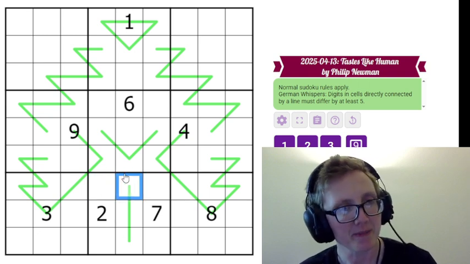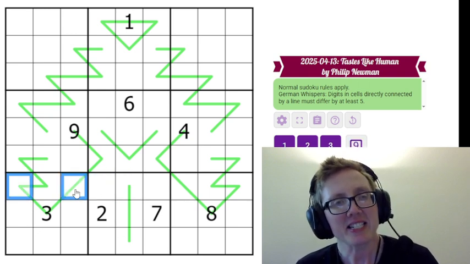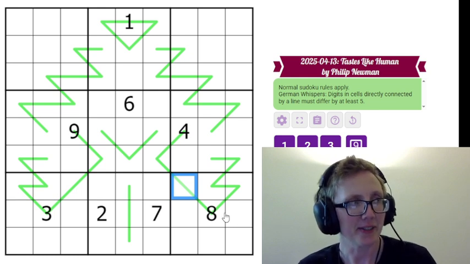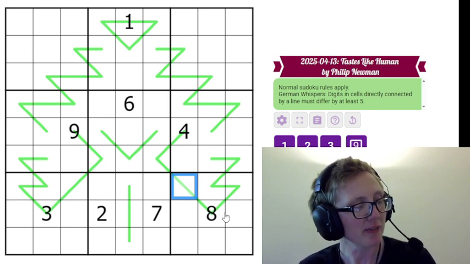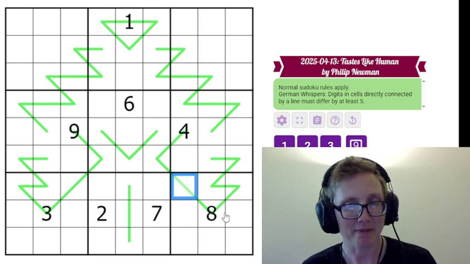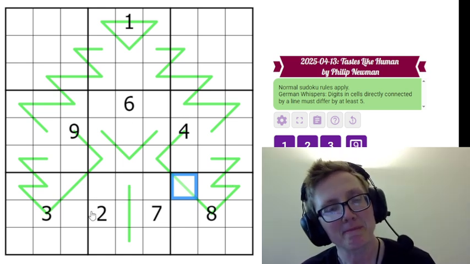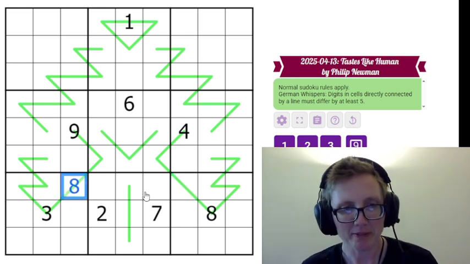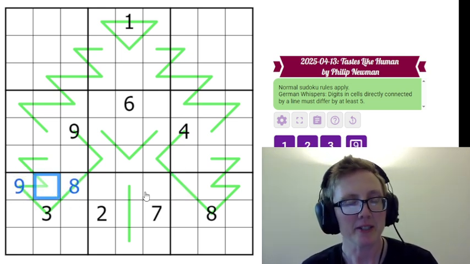So 5 or greater. Now that has the interesting effect of forcing the digits to alternate between high and low as you go along a line, because all of the low digits are within 5 of each other and all of the high digits are within 5 of each other, which means you have to swap back and forth. We're going to start down here. 3 is only far enough away from 8 and 9, so those are going to go here and here.